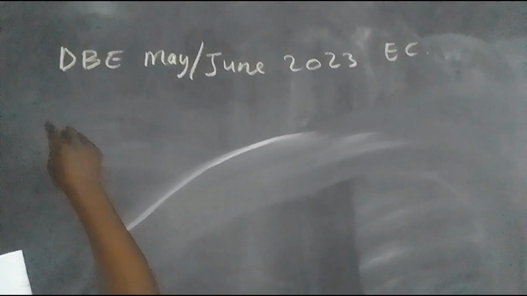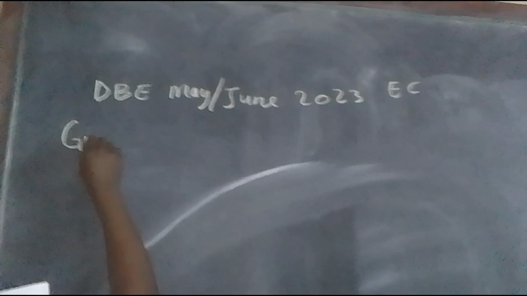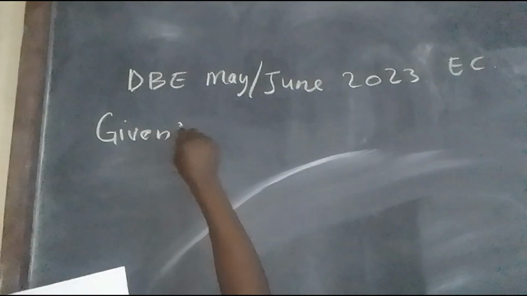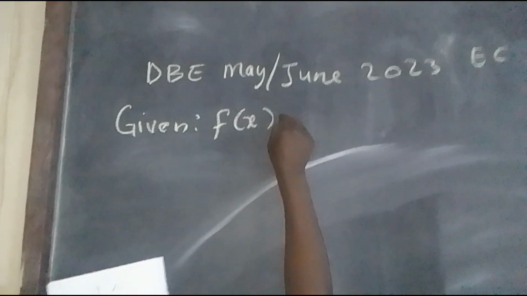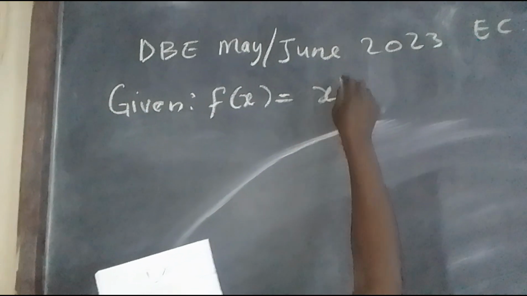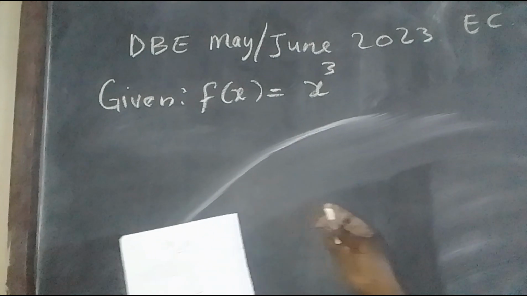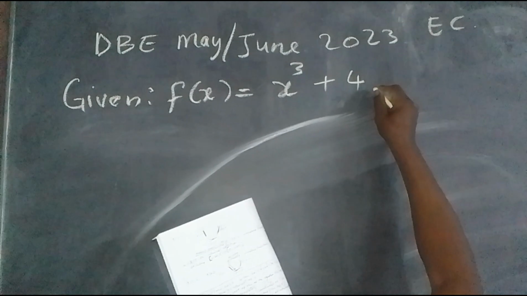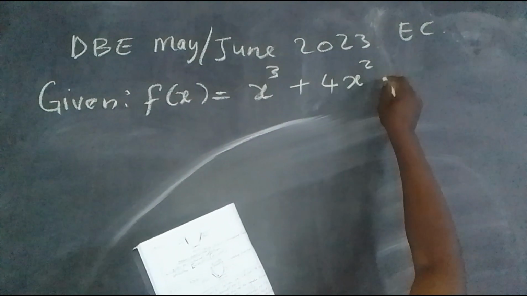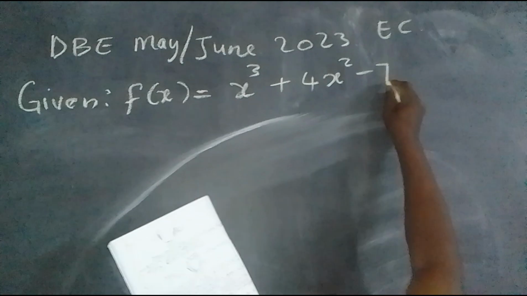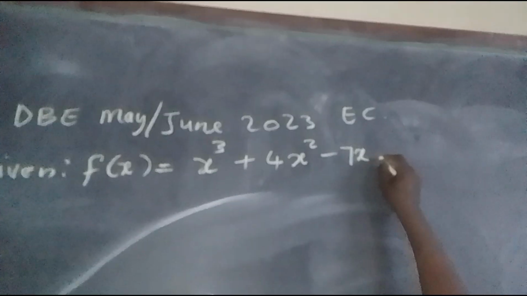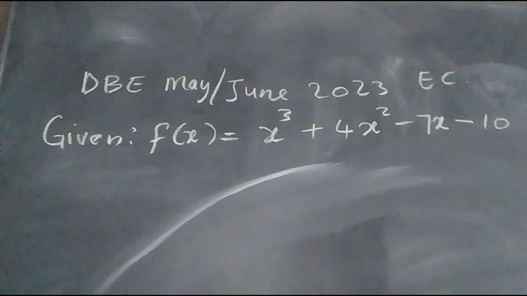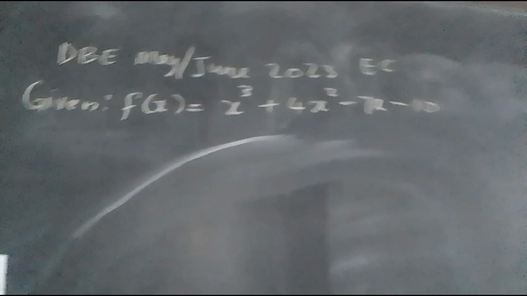Now the question goes like this: given the function f(x) equals x to the power 3 plus 4x squared minus 7x minus 10. Now, this is the given function that we have.